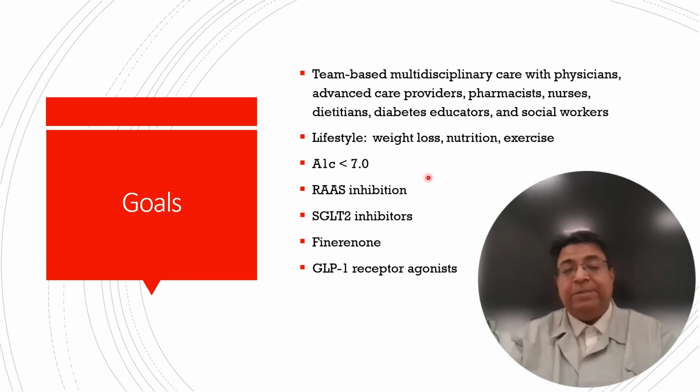Every diabetes patient should be on RAS inhibition, followed by SGLT2 inhibitors, followed by finerenone and GLP-1 receptor agonists. Stacking is recommended, and all of these should be placed on the patient's medication list if tolerated or appropriate.